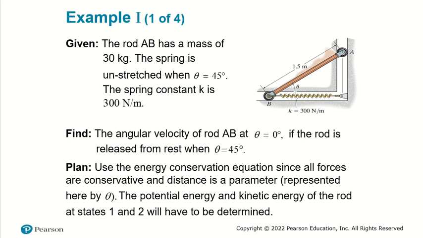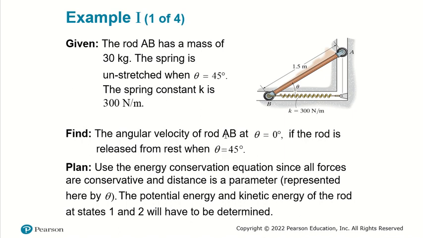All right, the next example: you have a rod AB that is 30 kilogram. Your spring is attached right here, and it is making a 45-degree angle, and the spring constant k is 300 Newtons per meter, and we want the angular velocity. Your rod is AB, and your theta is 0. That's the position at which you need to find this angular velocity, starting from the 45-degree angle going backwards. So the rod is released from rest.